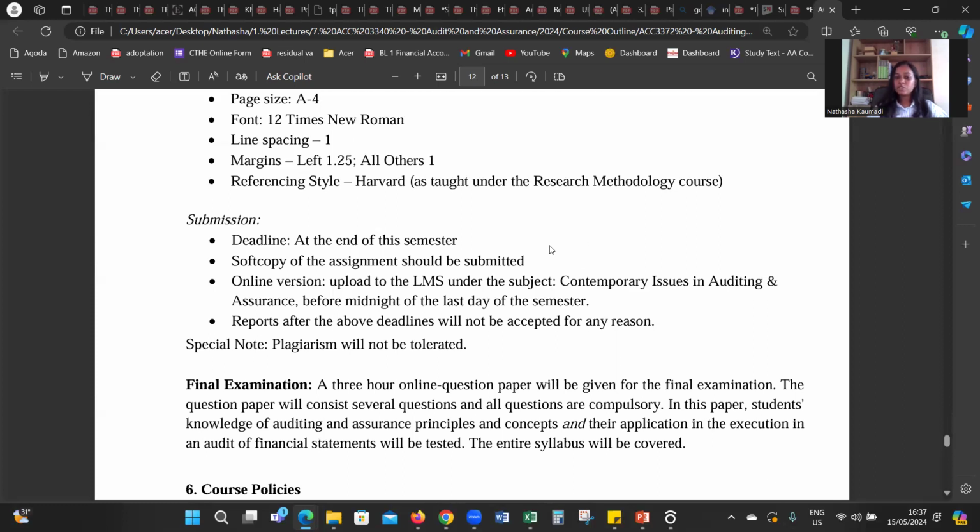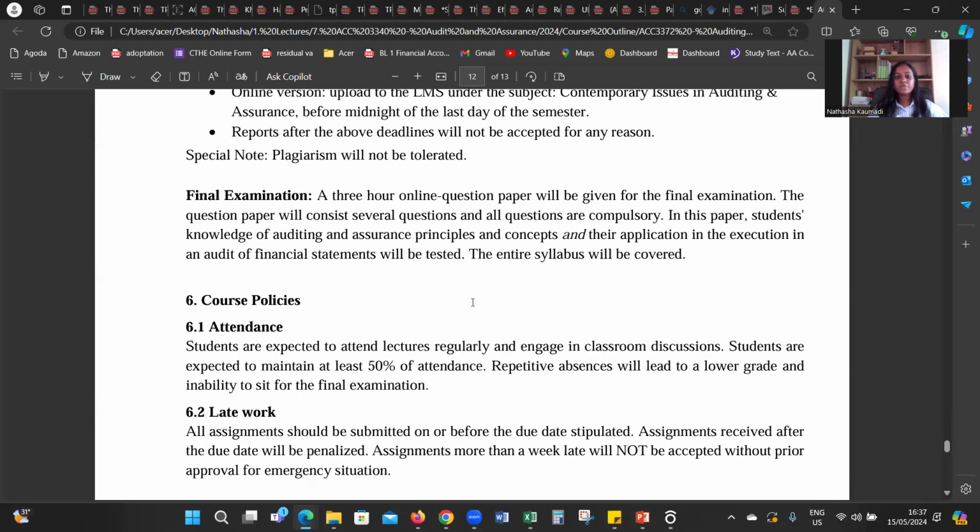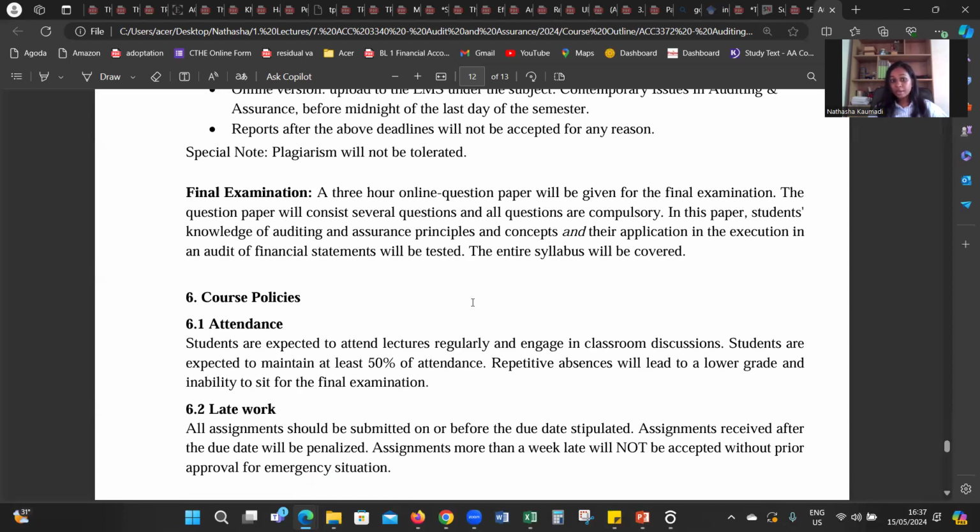A soft copy of the assignment should be submitted again to the LMS. A link will be opened. Online version upload to the LMS under the subject. Yes. And reports after the above deadline will not be accepted for any reason.